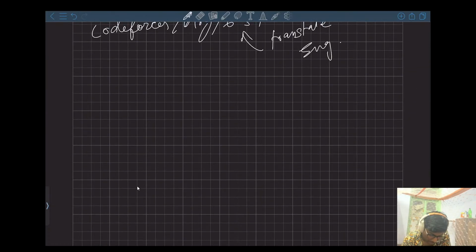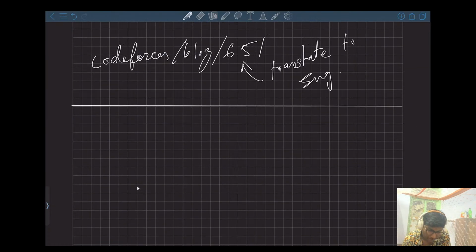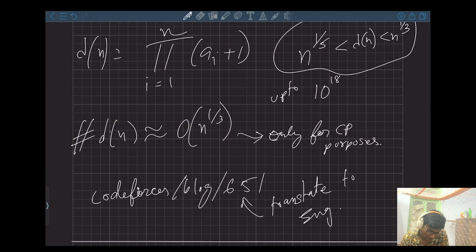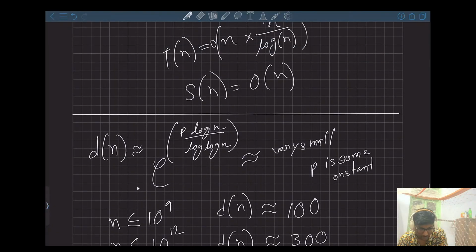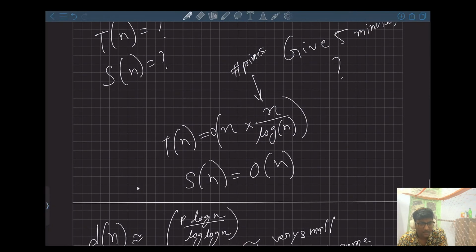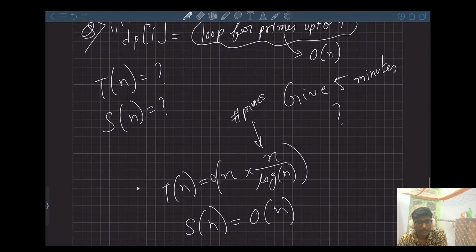Okay, this is what I wanted to mention. So we have learned about the divisor function, how it is approximated to order of n to the power 1 by 3. We have learned about the prime number theorem, the probability of a number being prime, the harmonic series, convergence. So I will keep this session up to here. Maybe explore these topics. The mentioned blogs and links will all be in the description.